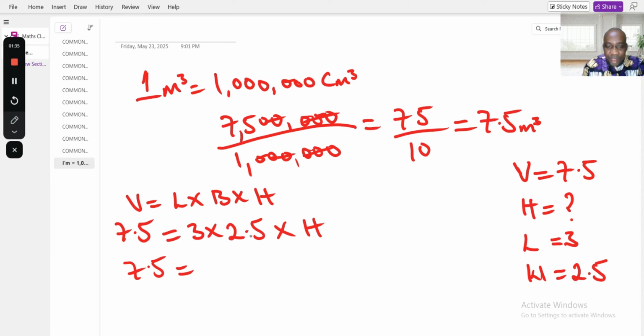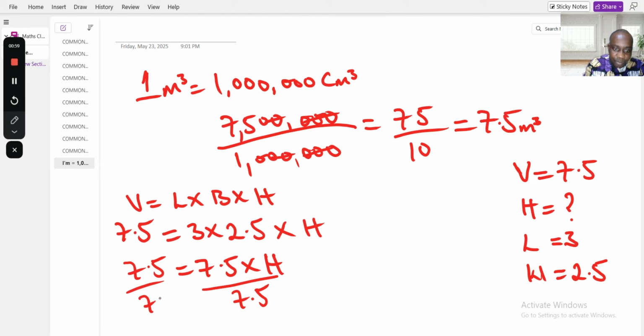3 times 2.5 is going to give us 7.5 when you multiply 3 by 2.5. 2.5 plus 2.5 is going to give us 5. 5 plus 2.5 is going to give us 7.5, because 2.5 in 3 places is what? 2.5 plus 2.5 gives 5, and 5 plus 2.5 gives 7.5, multiplied by h. I said anything that is a coefficient of h, beside h, you will divide both sides by 7.5.